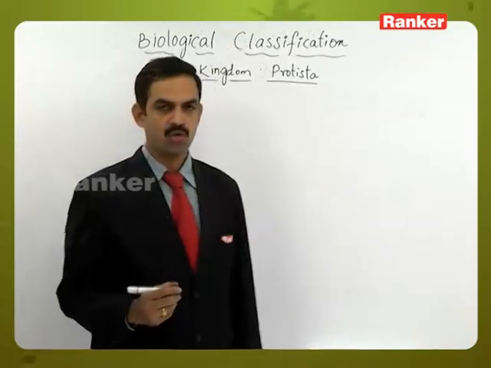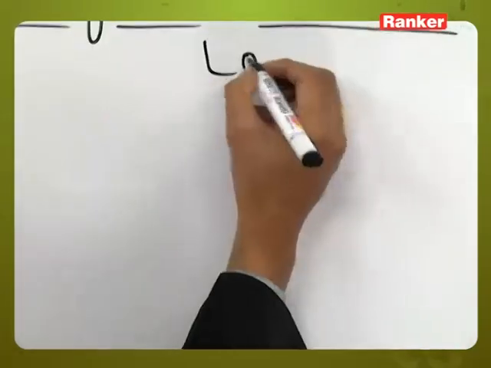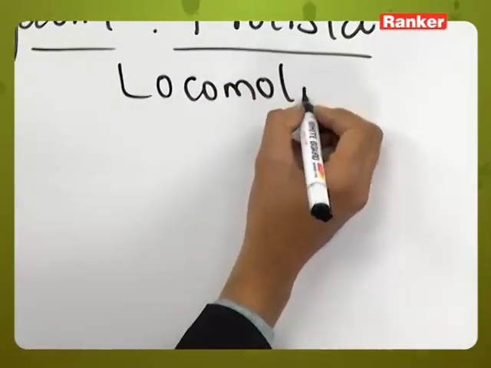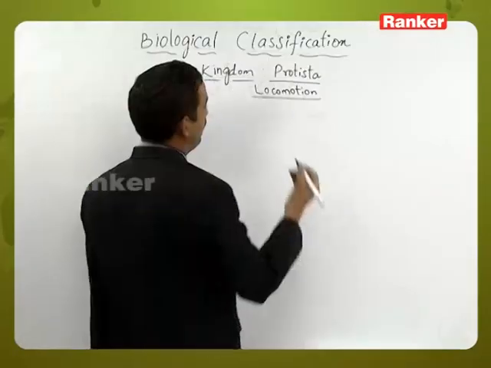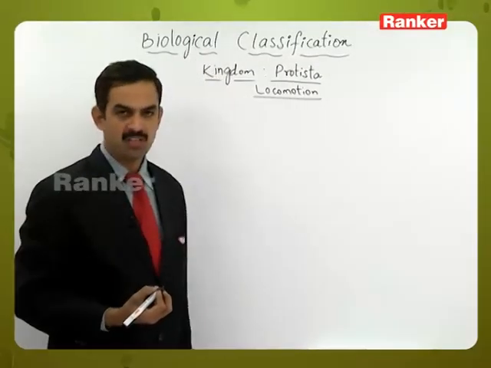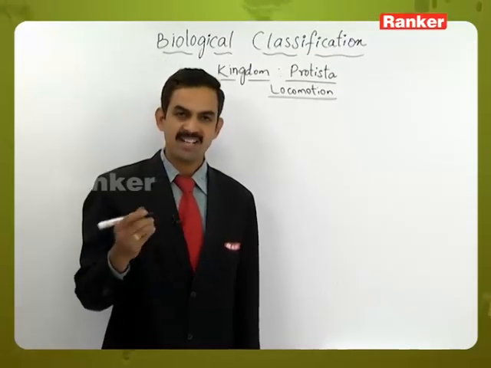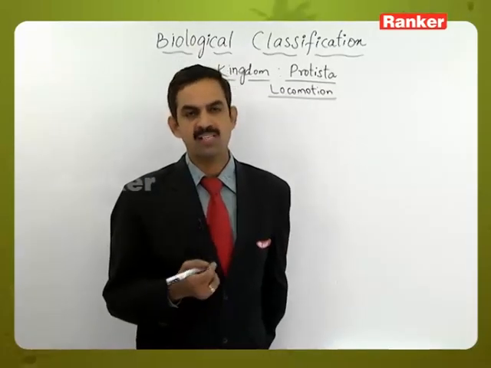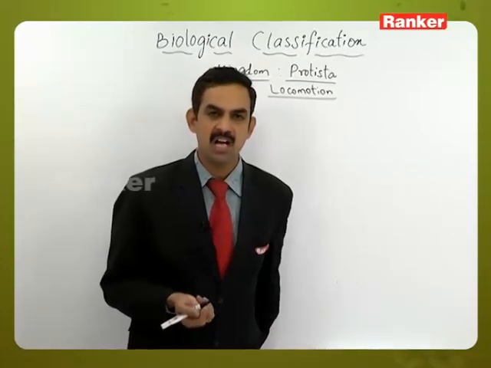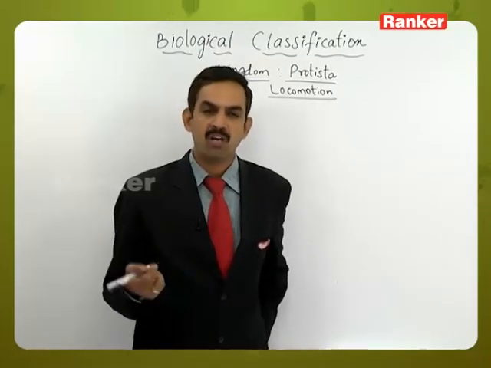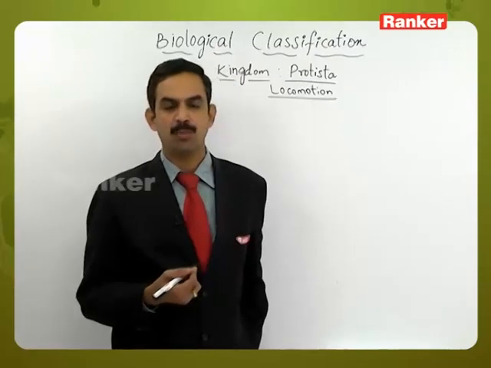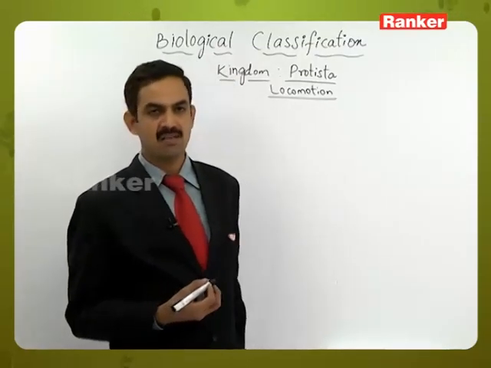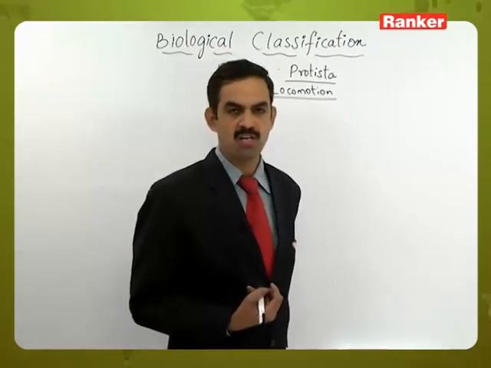Then locomotion in protistans. Here the protistans have locomotory structures, but they have various types of locomotory structures. That is the reason why here also there is no clear demarcation of the locomotory organs. Some may have pseudopodia, some have flagella, some have cilia, and some will show body movement along with cytoplasmic changes.